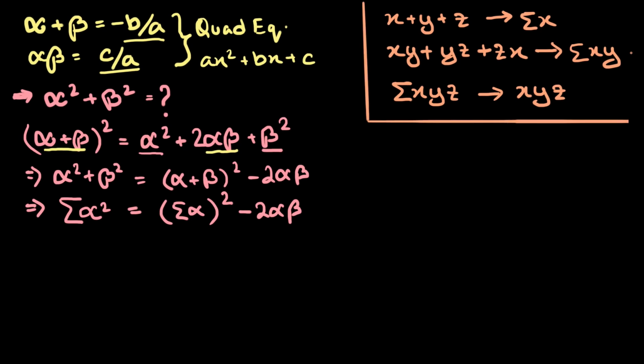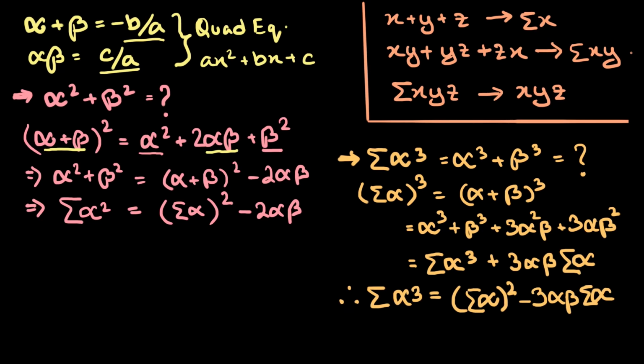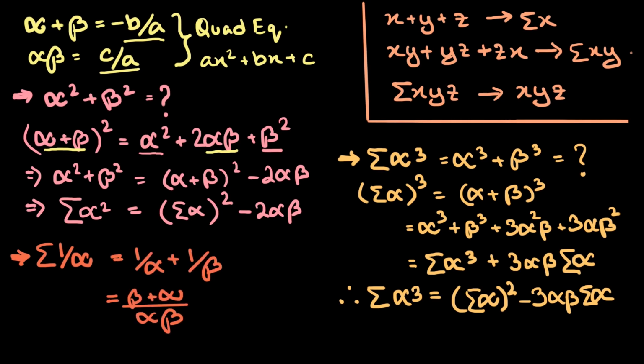Now back to where we were. We can use similar methods to find the sum of the cubes of the roots. We cube the alpha plus beta, and there we try to make alpha cube and beta cube the subjects. And soon we derive this formula, where we can just again put the values of minus b by a and c by a to get the result. For a quadratic equation, we can also find the summation of 1 by alpha and 1 by beta, simply by dividing the summation of the roots by the product of the roots.